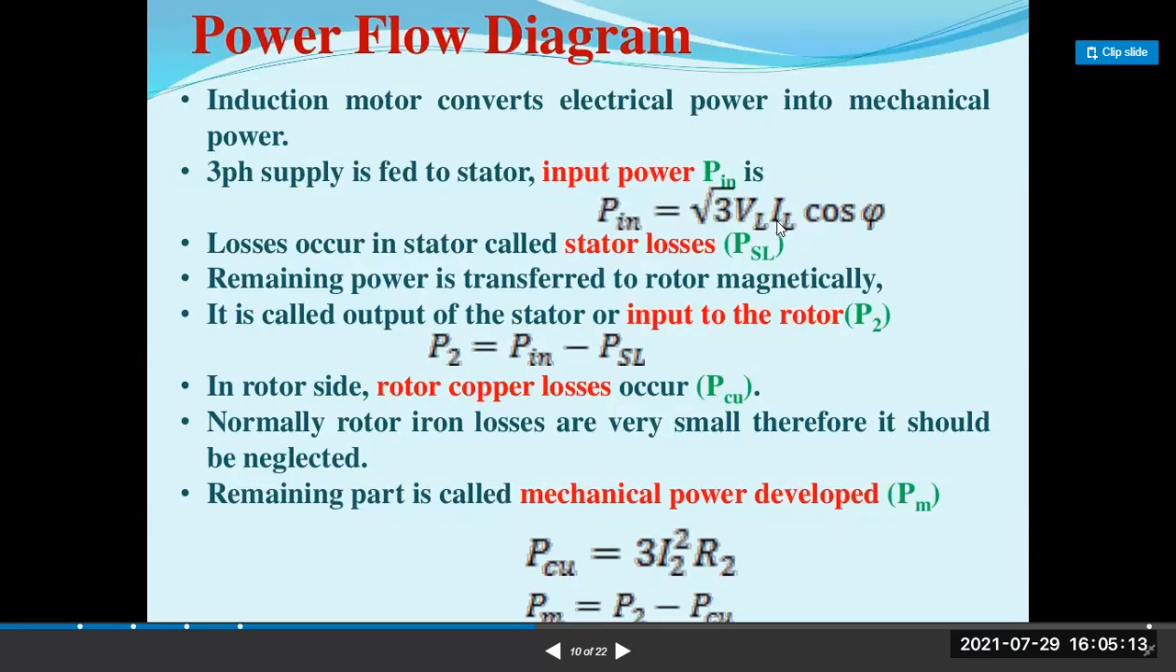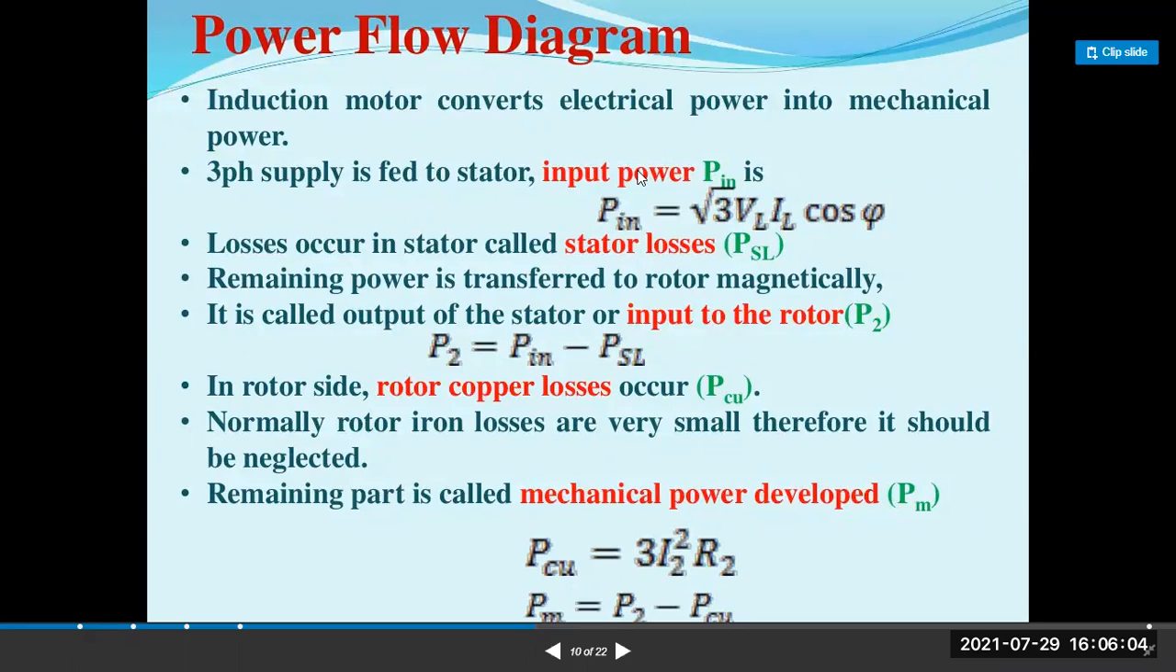But when you take input power in terms of phase, then this equation will become 3 into V phase, I phase, cos phi. Now, how does root 3 become 3? Because this line voltage will become root 3 into phase voltage for a star connection. Now, for the delta connection, if the stator is given as delta connection, the line voltage is equal to phase voltage, but the line current will be equal to root 3 into phase current. In both of the cases, for the phase value, this root 3 becomes 3 V phase, I phase, cos phi.